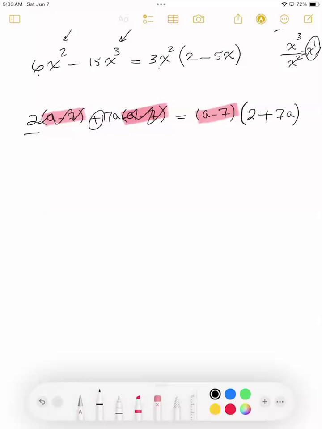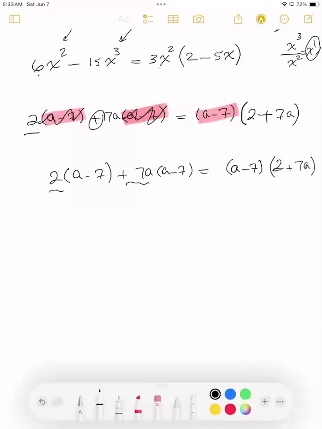So now I can write this expression as common factor a minus 7 times 2 plus 7a. They're the same thing.